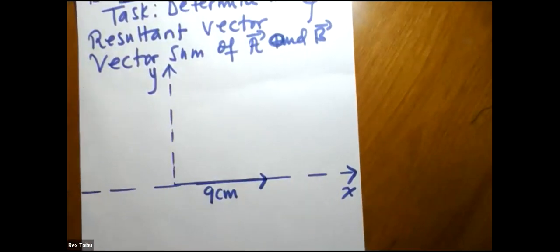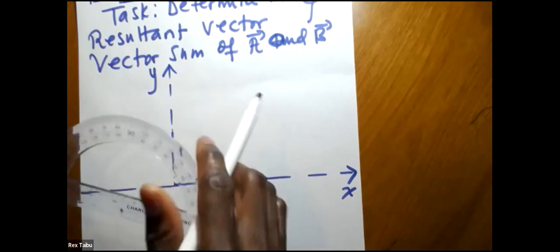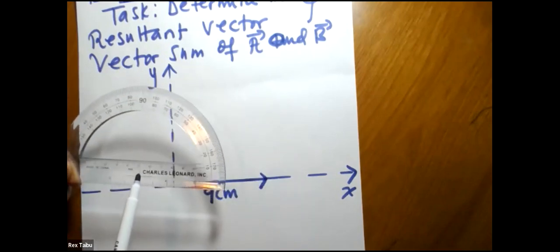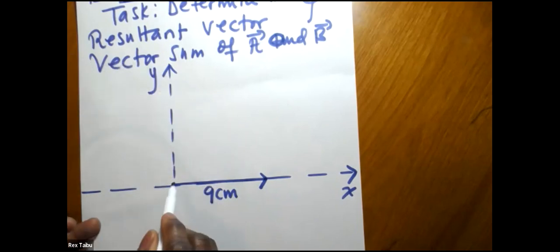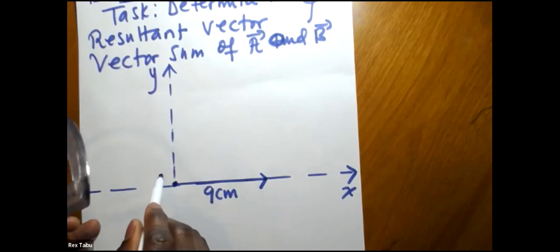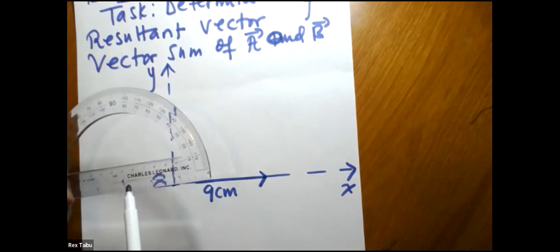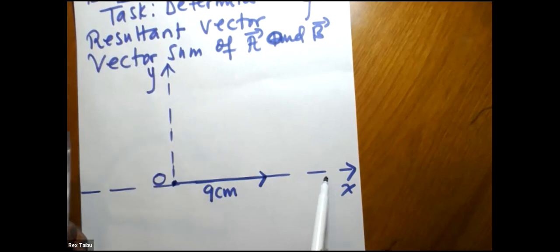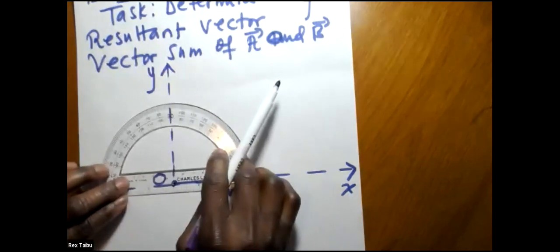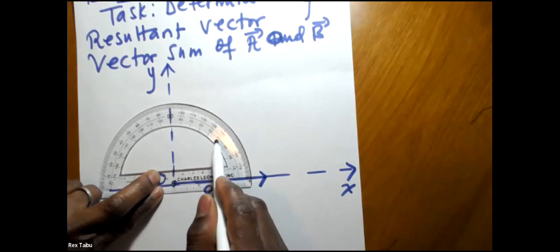I'm going to use a protractor to measure the angle 60 degrees. The center of the protractor has to be directly above the 0 point, the origin. And the 0 degrees line on the protractor has to line up with the x-axis on the paper. Make sure the line is clear and lined up, and this has to be directly on the origin. Then you count 10, 20, 30, 40, 50, 60.